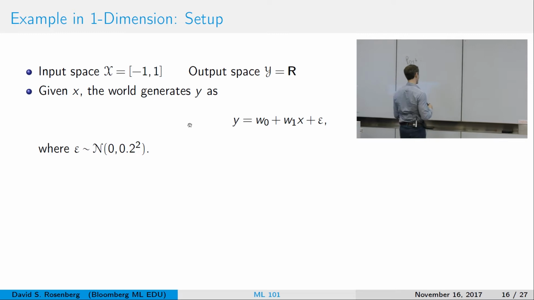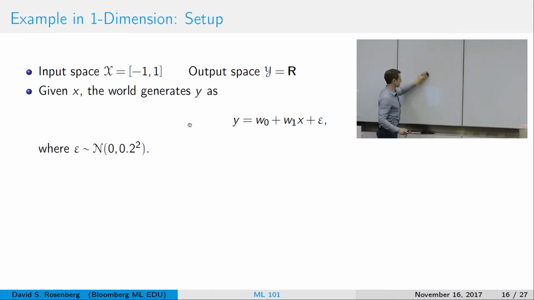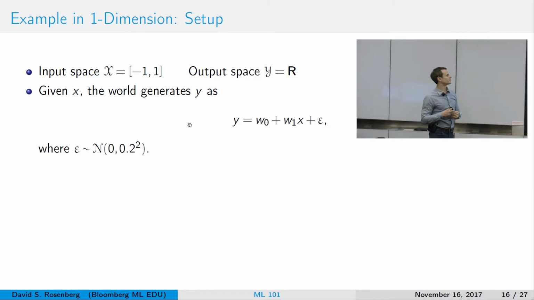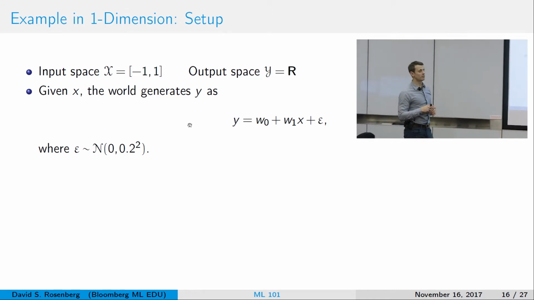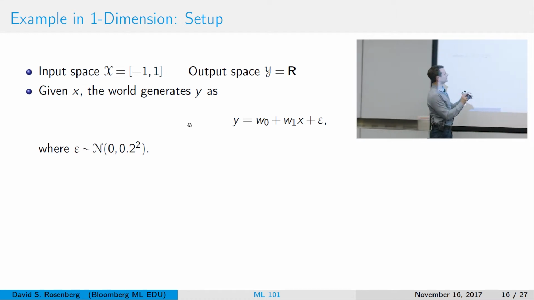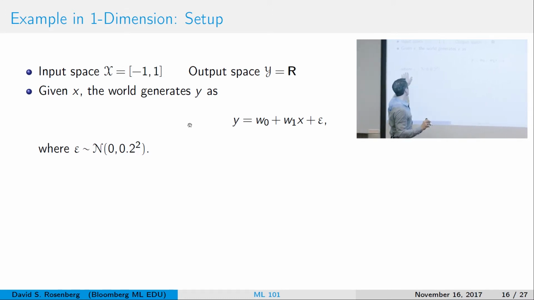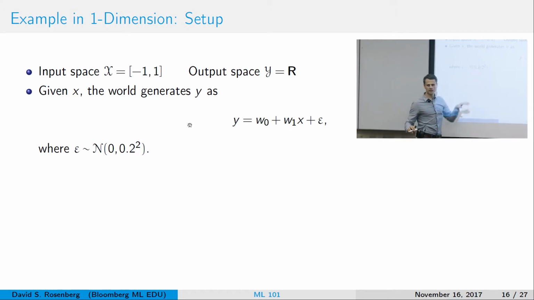All right. So the setup here is we have some input space. I restricted it to [-1, 1], it doesn't matter. The output space is the reals. And here's the model of the world. Given an input x, we get some kind of a linear combination, not linear, an affine function of x, plus some noise epsilon. Epsilon has zero mean and a little variance.